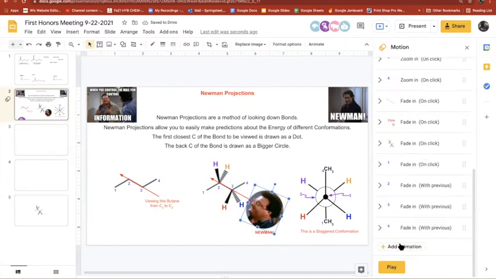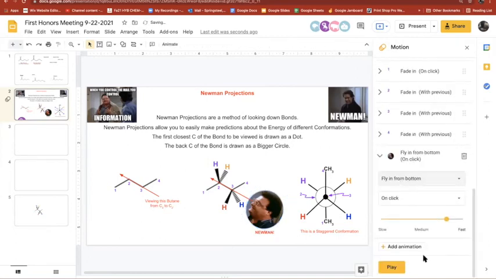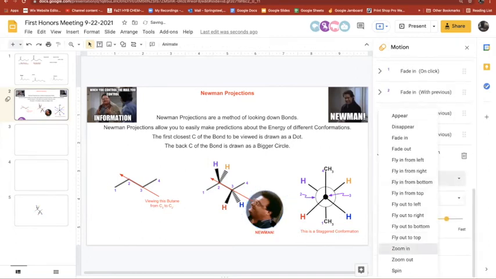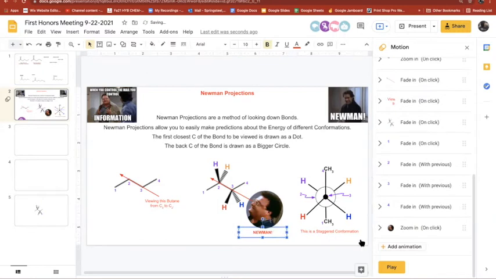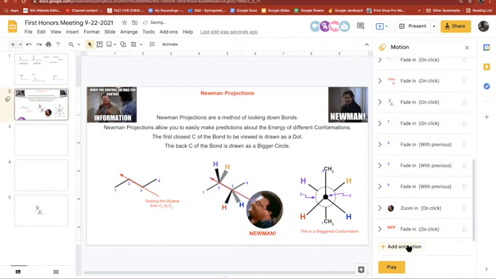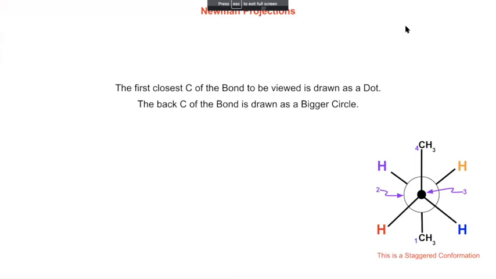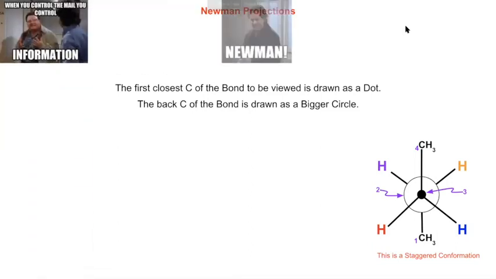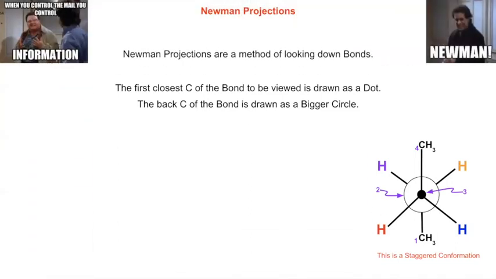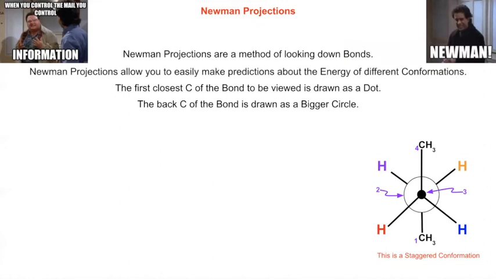And then I'll have Newman come in. I'll have him zoom in. Let me make that font a little bigger. Okay. And then I'll show his eye here. Okay, so let's see what we got so far. So we got that, boom, Newman projection, our method of looking down bonds.